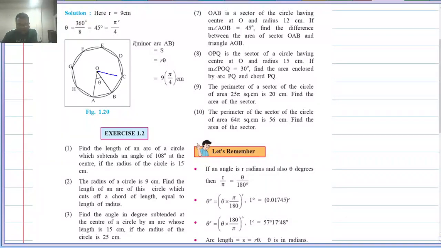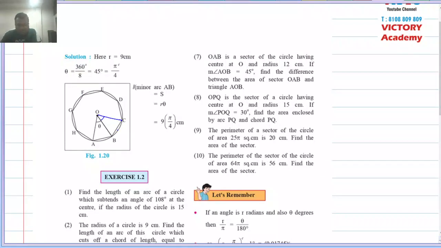Each arc will be one angle subtended at the center. So like that there are 8, because there is an octagon. Okay. So what is the measure of this theta? Theta will be 360 upon 8. 8 4s are 32, 8 5s are 40, 45 degrees.